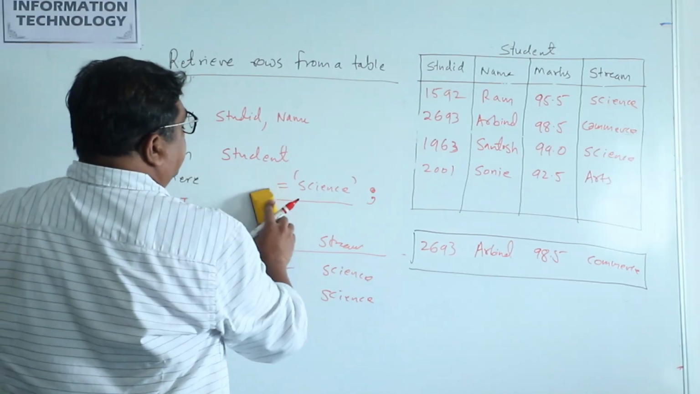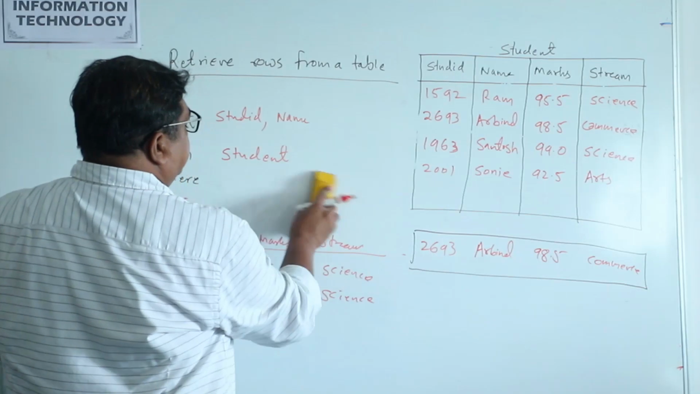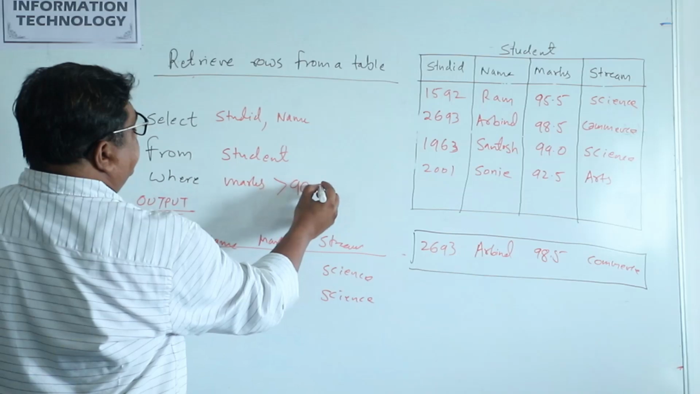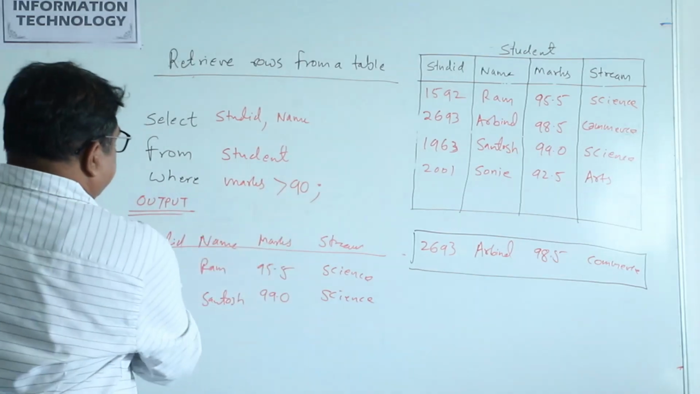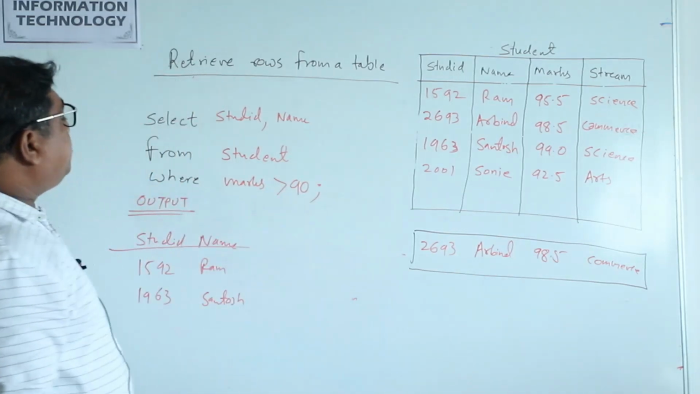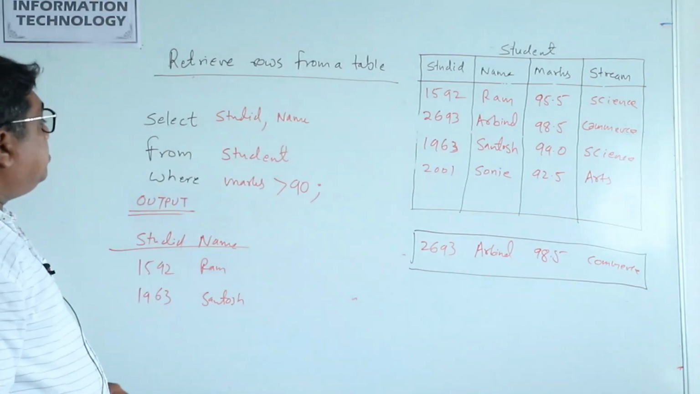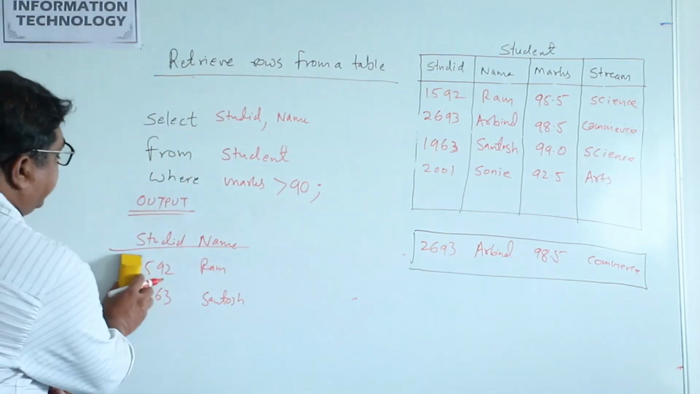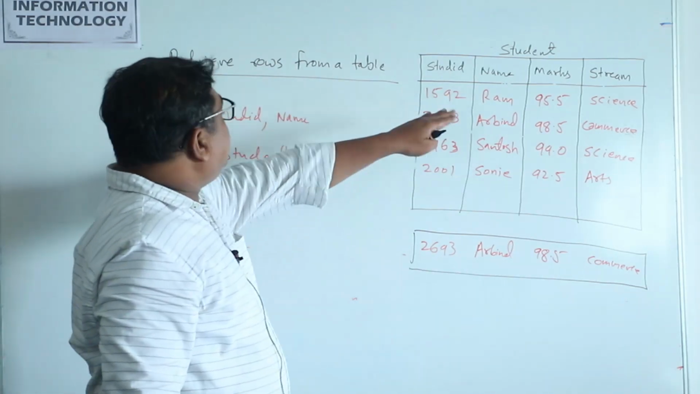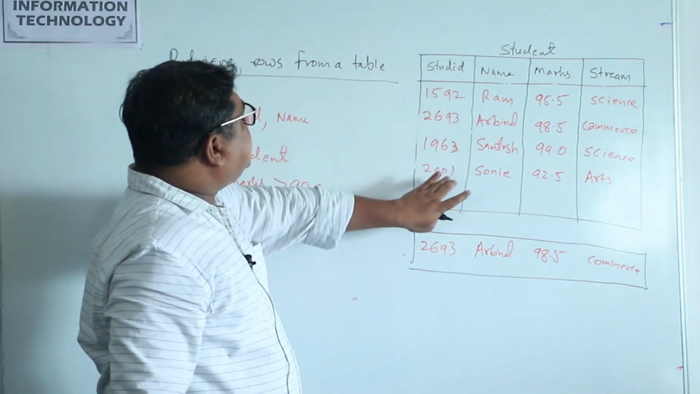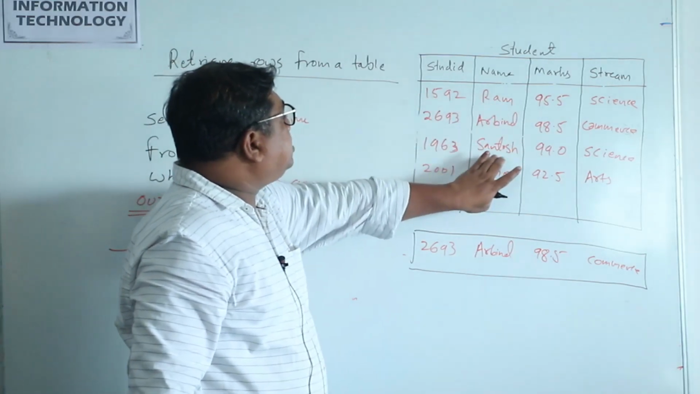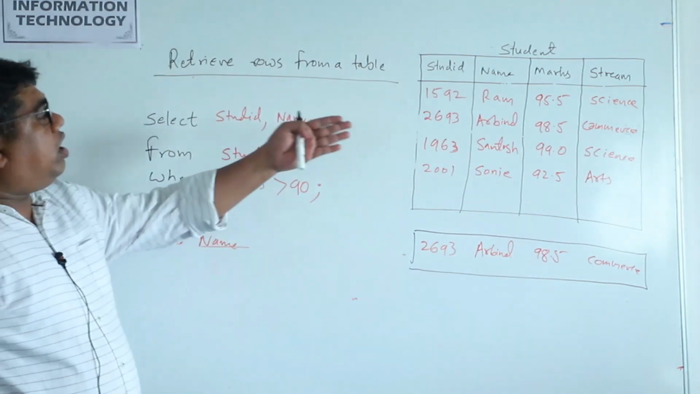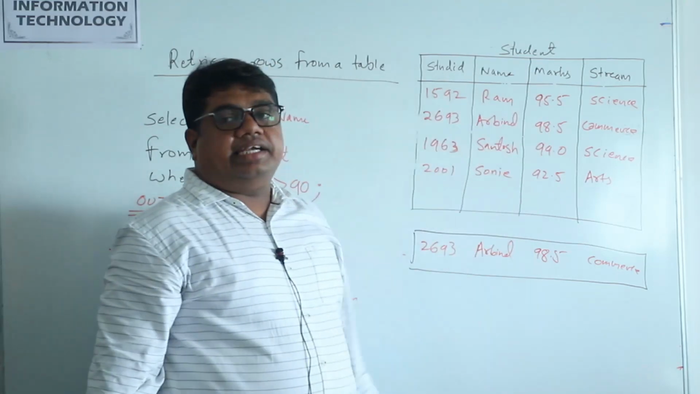So what I will do? Where? What I have to write in the condition? Marks above 90. So what it will give? The output will be only the student ID and name columns, for those whose marks are above 90. Everybody's marks are above 90, so it will display 1592, 2693, 1963, 2001, then Ram, Arvind, Santosh and Sony. Because we have asked only for these two. All the marks are above 90.